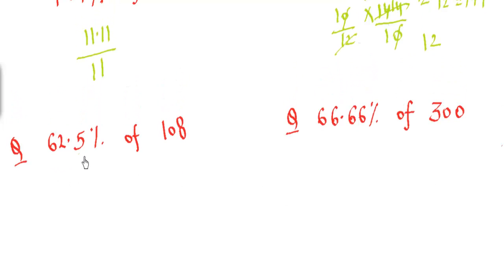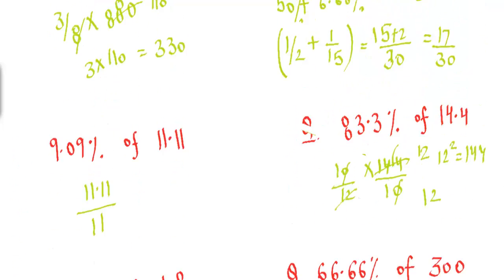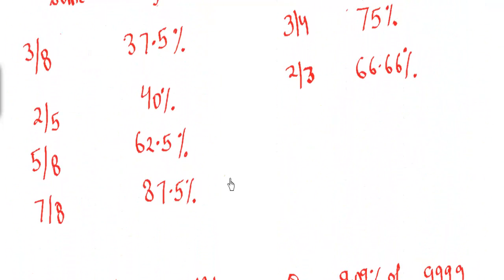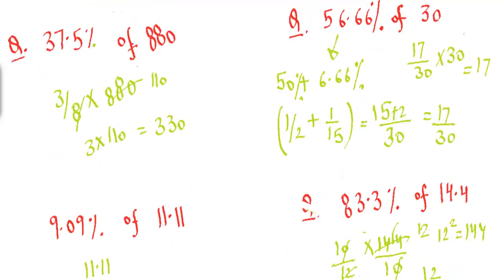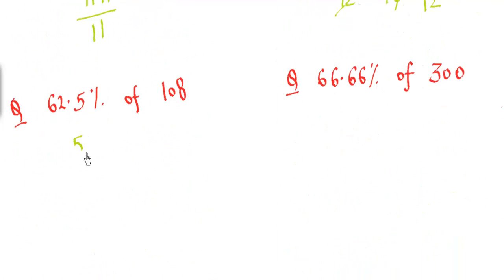So here I have to calculate 62.5% of 108. So this is 62.5%, which is 5 by 8. So I can simply multiply it, 5 by 8 into 108. I know this fraction, so I will just multiply 2 by 3 into 300. That will give me 200.